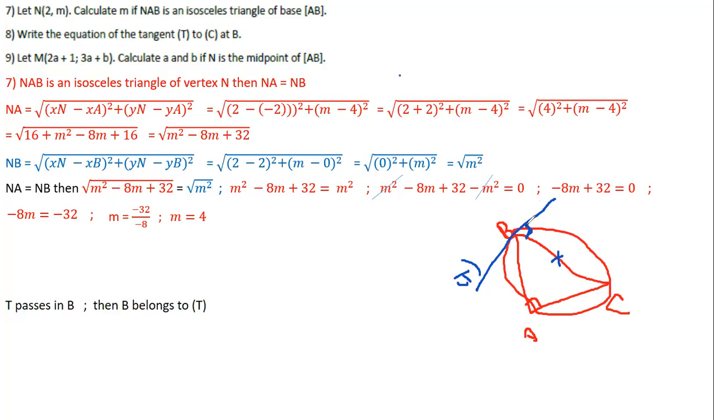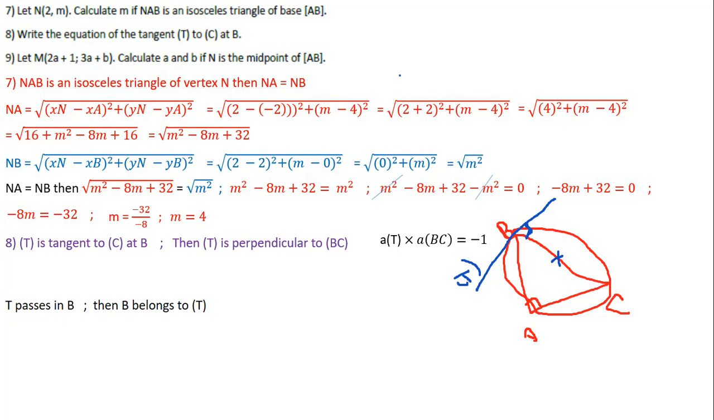We should always know that in a circle the tangent and the diameter or the radius are perpendicular. So to find the equation of the tangent I need a slope, right? Because the slope of the tangent times the slope of BC is equal to -1. So we should calculate the slope of BC because they are perpendicular to each other. So the tangent T to the circle at B is perpendicular to BC.